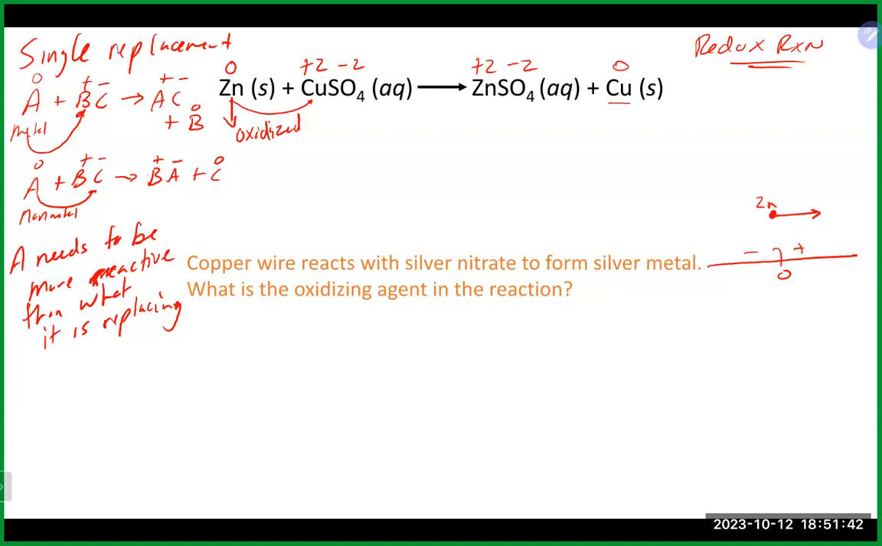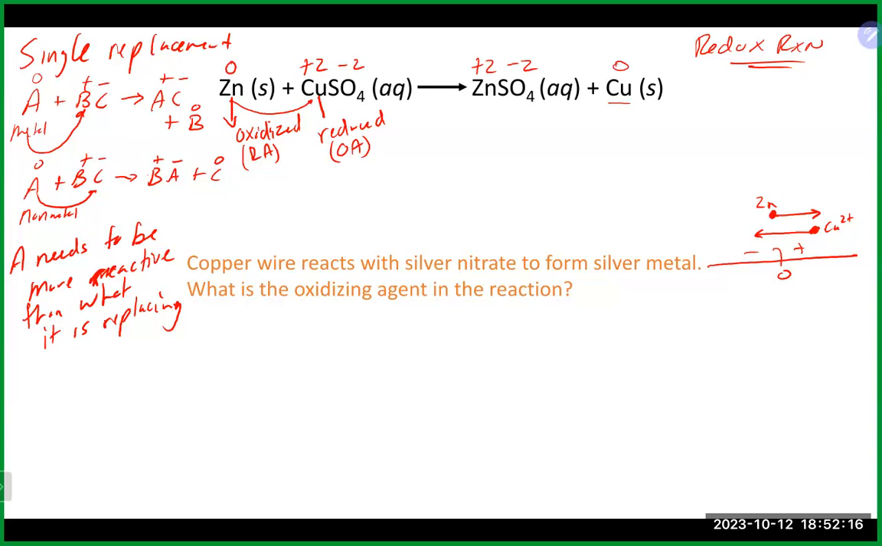We look at the copper in this case. The copper is starting at plus 2, which is like right here, and ending at 0, which is moving in this direction, the negative way, right? Which means the copper here is actually the thing that is being reduced in this case. The oxidizing agent in this case would be the copper with the plus 2 charge. The reducing agent would be actually our solid zinc in this particular case.